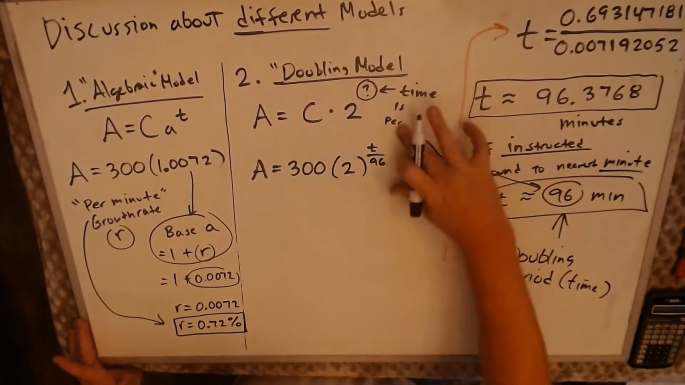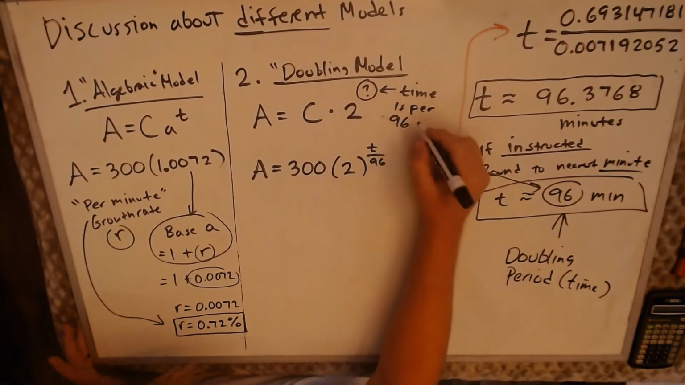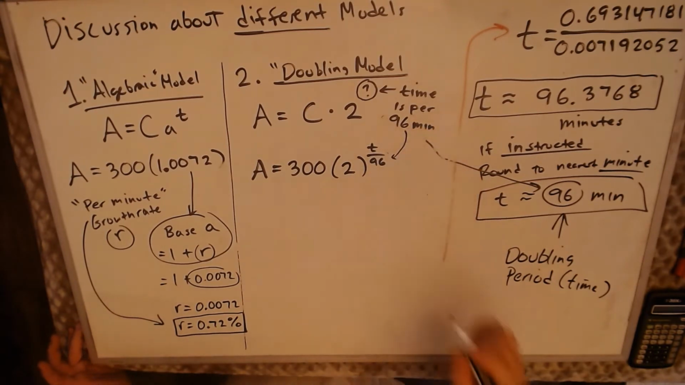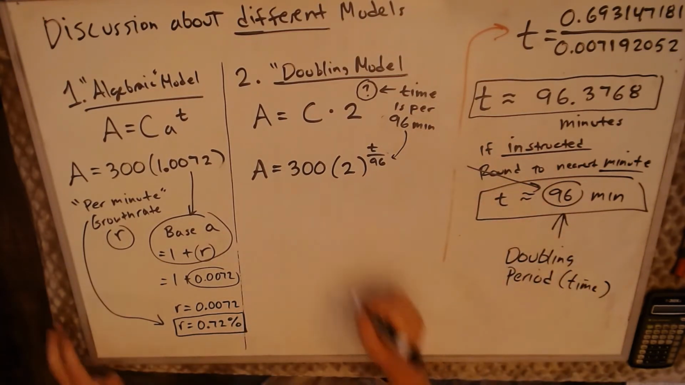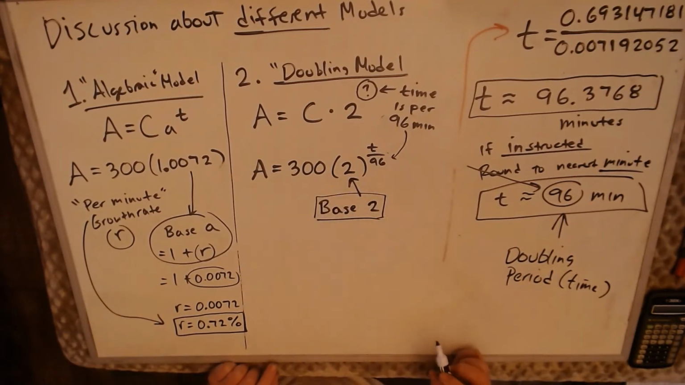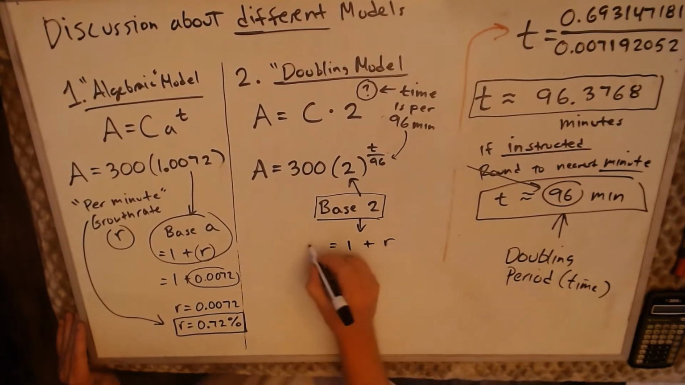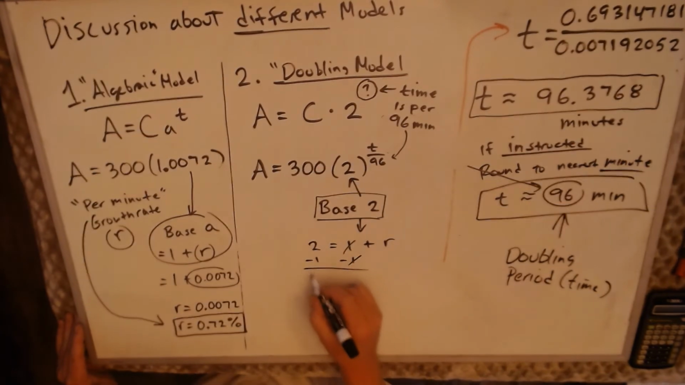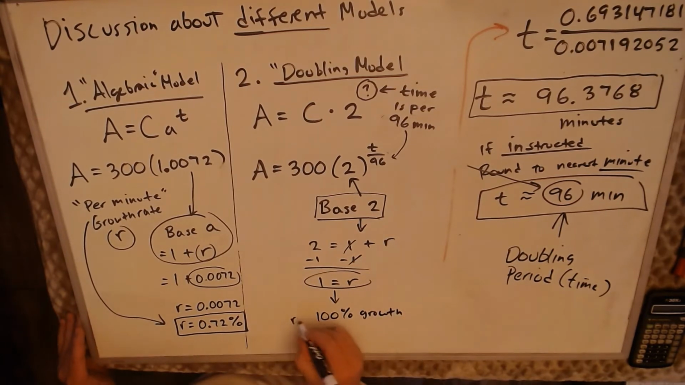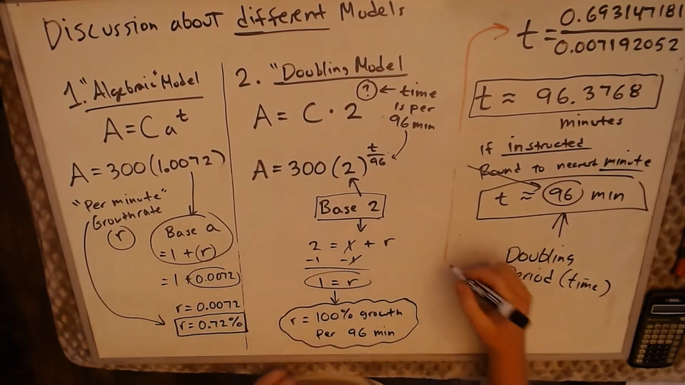Let me erase. Those are getting a little too close for comfort here. So per 96 minutes, we're going to divide by 96 minutes. So this has base 2, because it's the doubling model. Base 2 you can think of as 1 plus R. And so that means that our R is 1, which is 100% growth per 96 minutes. So every 96 minutes, this model is doubling its value.